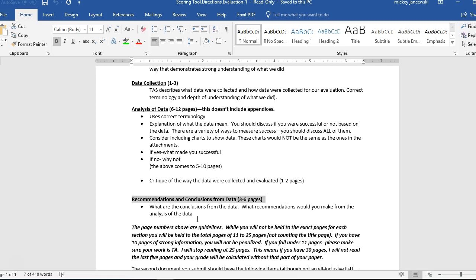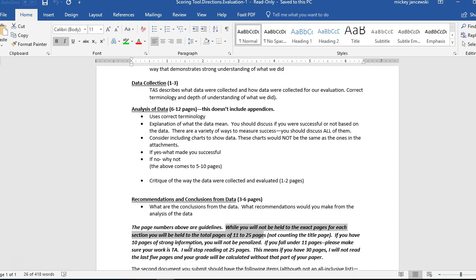collection, whatever it means. And so that brings us to the end of the paper. And you can see here, this is 11 to 25 pages, not counting the title page, not counting appendices, not counting reference list. If you have 10 pages and you think it's really strong, don't try to make it 11 or more.